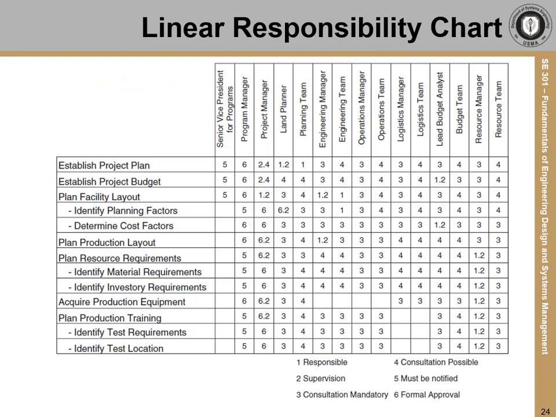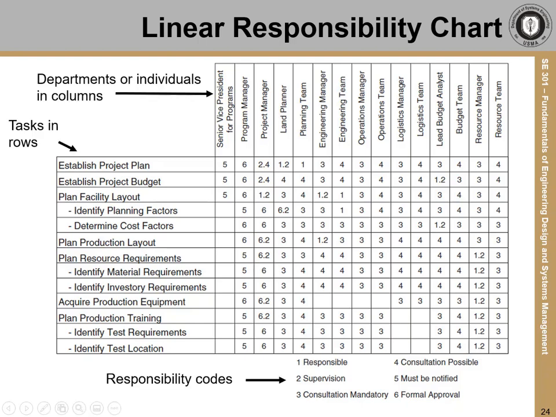The labels across the top represent the different departments in the organization or key individuals. Down the left side, you see the tasks. These are taken directly from the work breakdown structure. Then, in the matrix portion of the chart, there are responsibility codes that tell what type of responsibility or action corresponds to the person or team listed for the given tasks. The legend at the bottom tells what these codes mean.